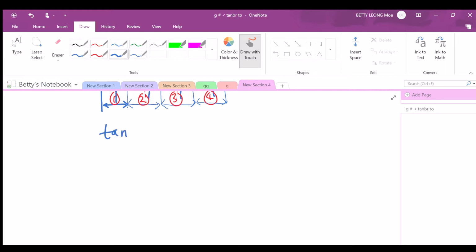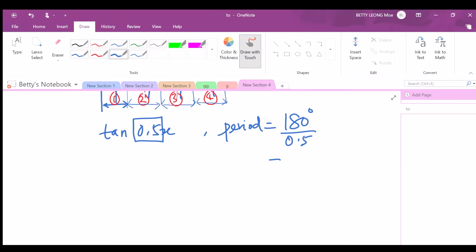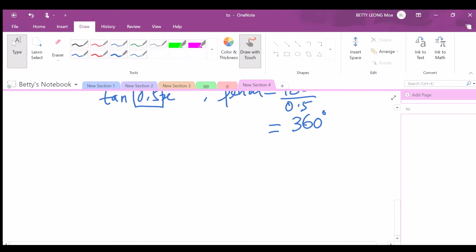Now we can move to tangent 0.5x. First, the period. Remember, for tangent, you find the period by 180 divided by your b. Not 360, 180. So this one, you'll get the period of 360 degrees. So we will draw the graph. In 360, you'll have a complete cycle like that.